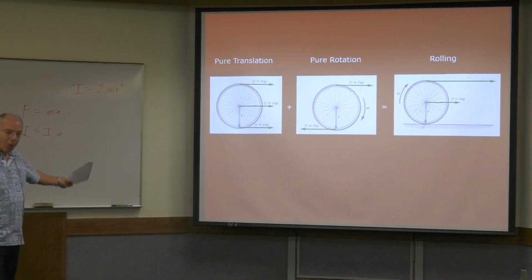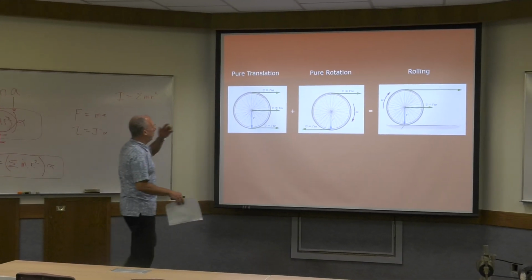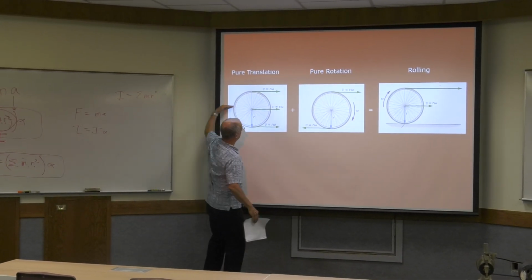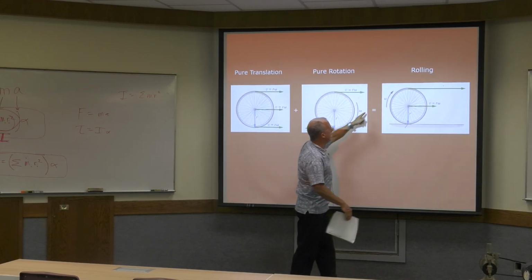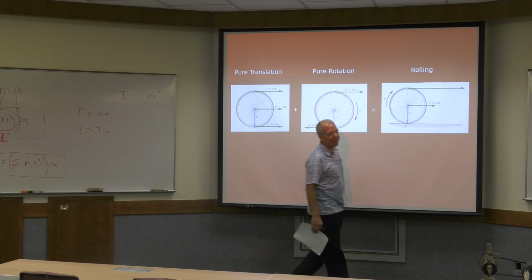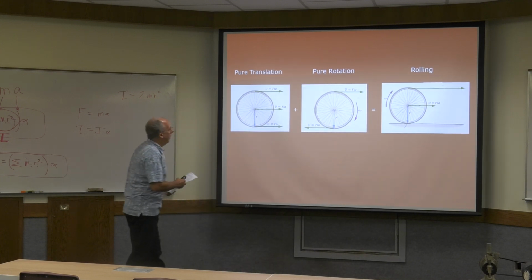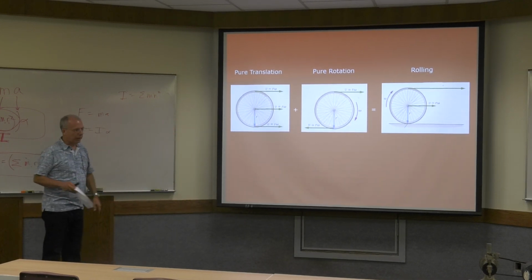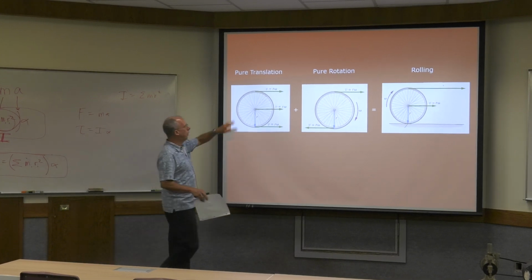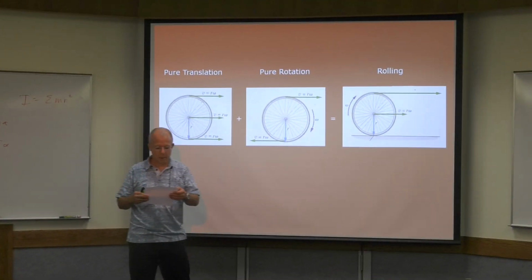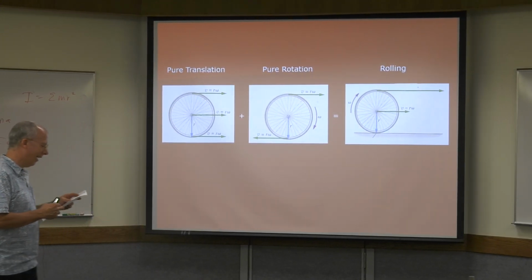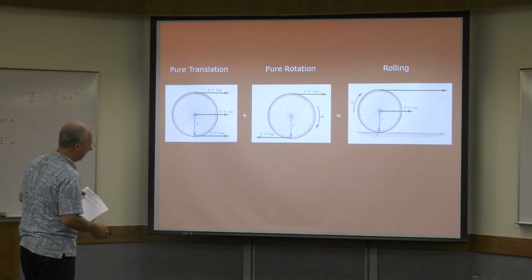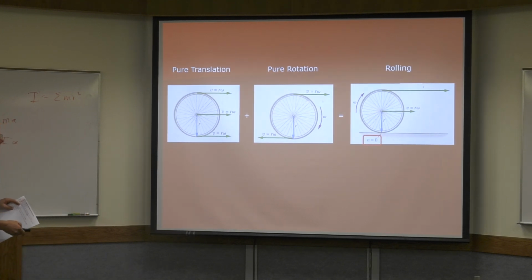So here, this is an equation, huh? Pure translation plus pure rotation equals rolling, all right? So that's what it is. That's one of these, you know, the picture's worth 1,000 words kinds of things. Rolling is pure translation plus pure rotation. Simple as that. Okay, it's actually not so simple. Oh, you didn't see that, right?